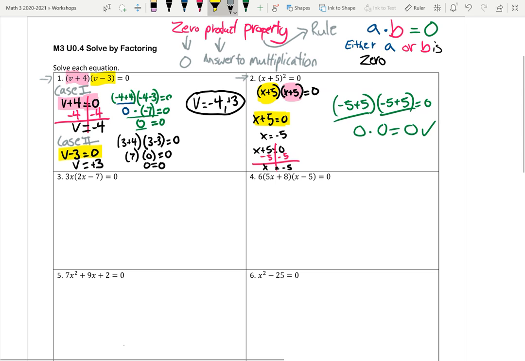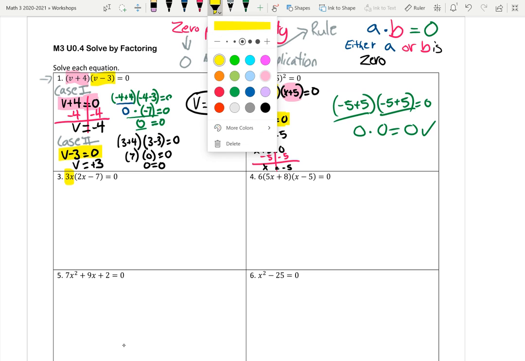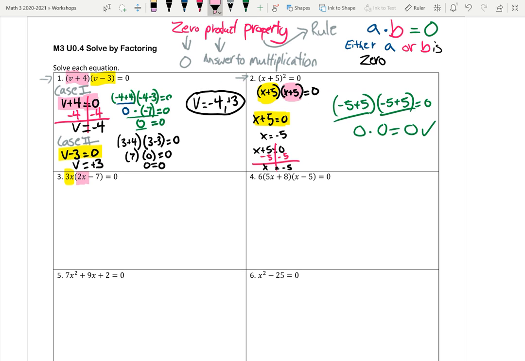For number 3, I see two numbers being multiplied by each other: 3x and 2x minus 7, a binomial, which means I'm going to have two cases. 3x equals 0 and 2x minus 7 equals 0. You might notice I'm kind of switching up. Either do it vertically or horizontally. I'm going to go ahead and solve this.